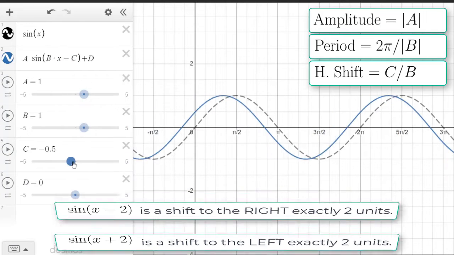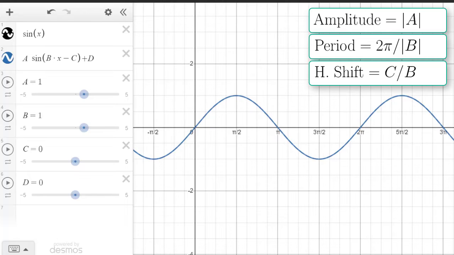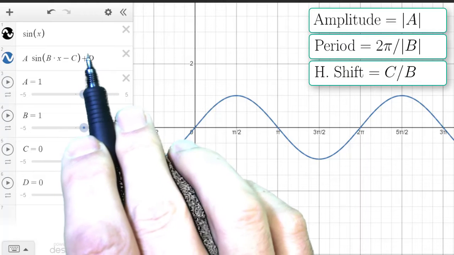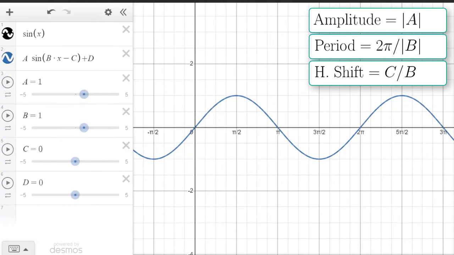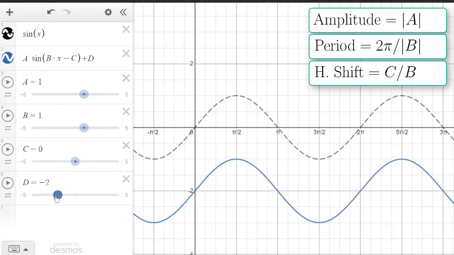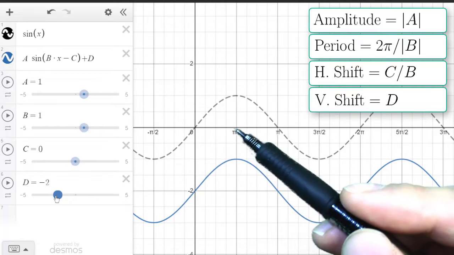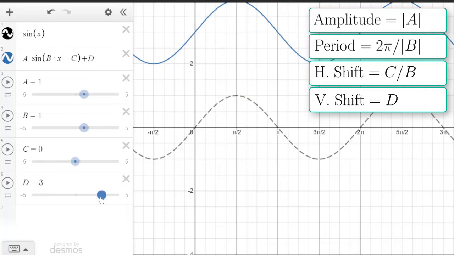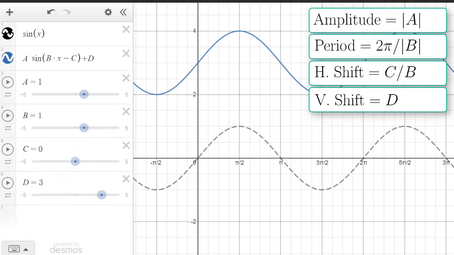So let's return c to 0 and take a look at what d does. All right, well, d is the parameter that is on the outside of the trig function, and it's being added to it. So let's see what that does to the function when we adjust its value. Well, if I increase d, the graph goes up. If I decrease d, the graph goes down. And the extent to which it goes down is exactly the value of d. So if d is a negative 2, we've shifted the graph down 2 units. And if d is positive 3, we've shifted the graph up 3 units. So that's what d does to the graph.